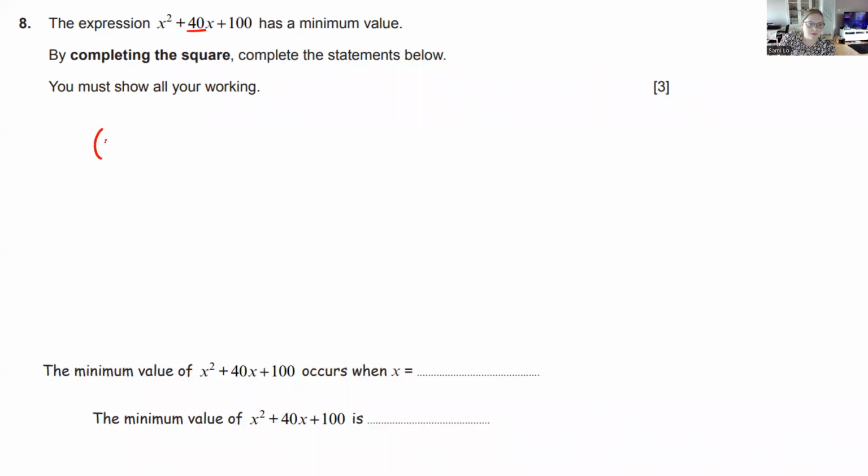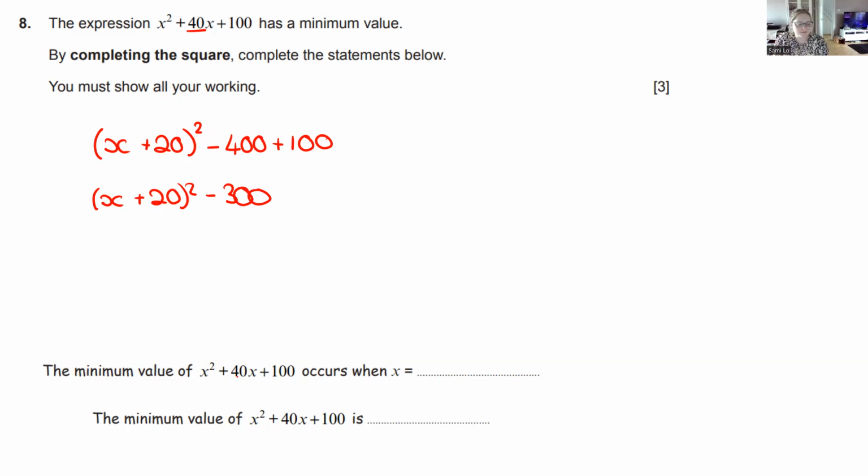So simply what I'm doing is x plus 20. Now I'm going to square that and take it away. So 20 times 20 gives us minus 400 plus 100. And that's it completed. I'm just going to simplify that. Like so. That's that for that bit.